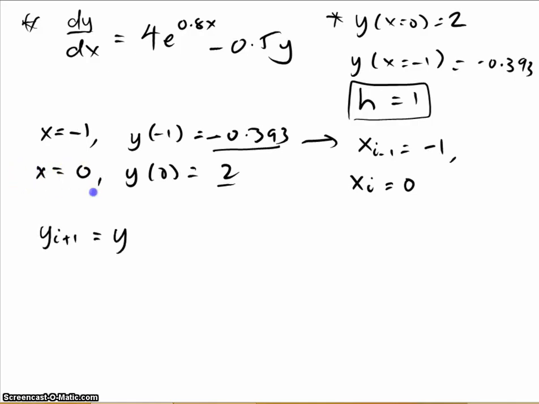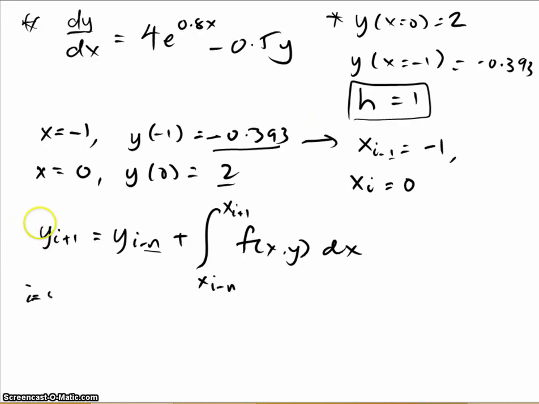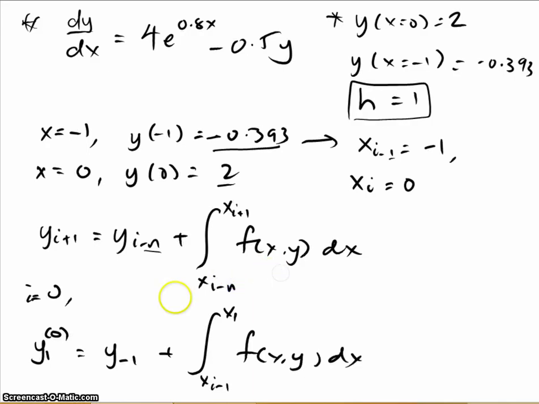So you have your y_{i+1} equals y_{i-n} plus the integral from x_{i-n} to x_{i+1} of f(x,y) dx. Okay, alright, so you can see that the n here is basically equal to 1, which means if i equals 0, then the first value of y₁ would be y₋₁ plus the integral from x_{i-n}, so this would be x_{i-1} or x₋₁ up to x₁. Okay, so our job now is basically to evaluate this integral.